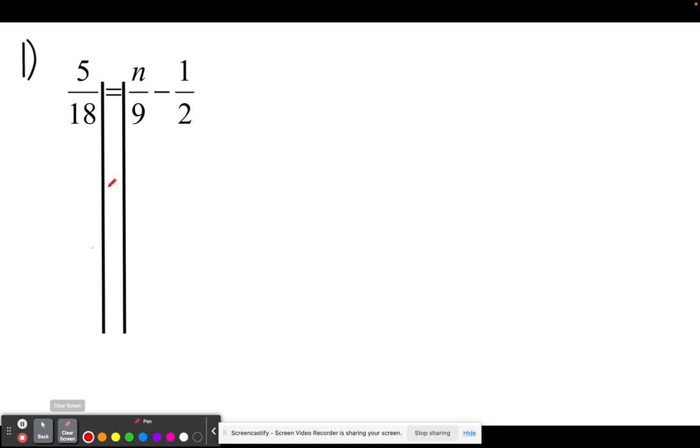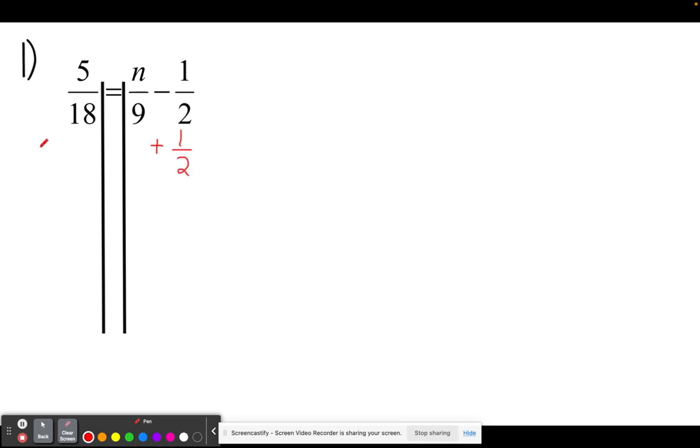Let's start with our first one. I have 5/18 equals n over 9 minus 1/2. Let's start by getting rid of that 1/2. To do that, I'm going to add 1/2 to both sides.